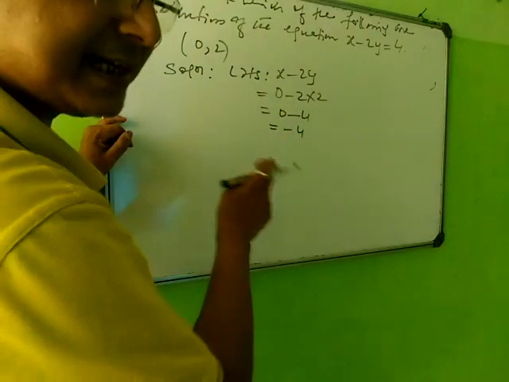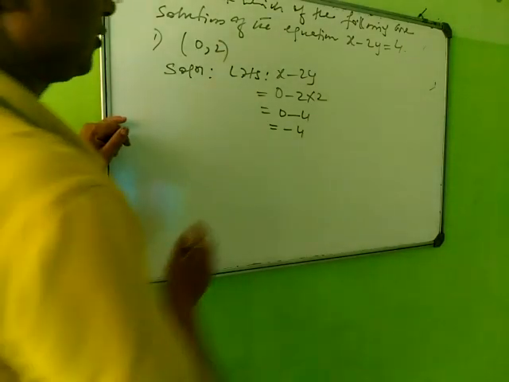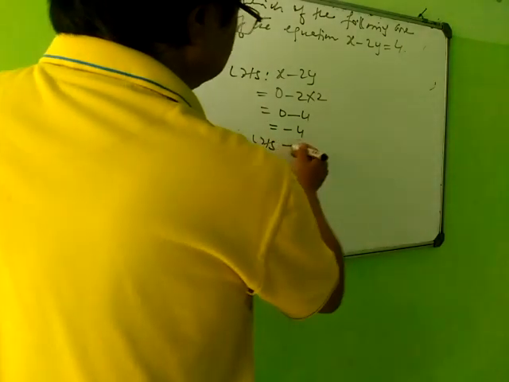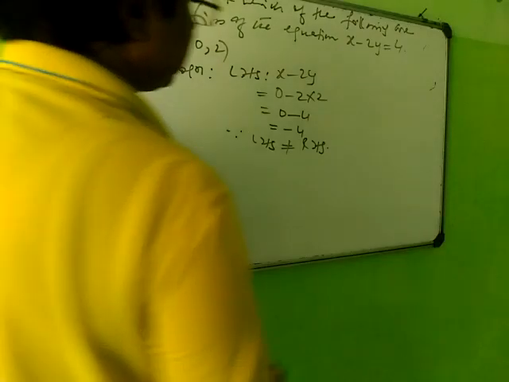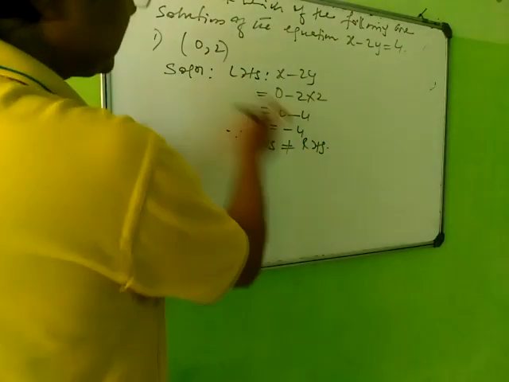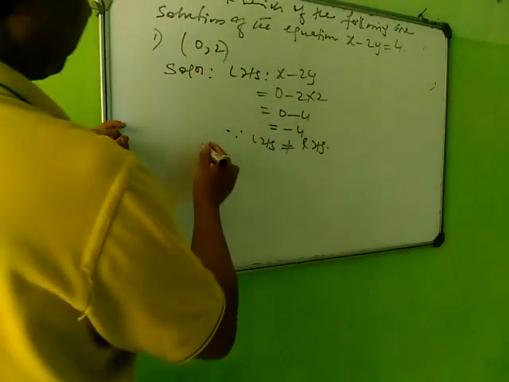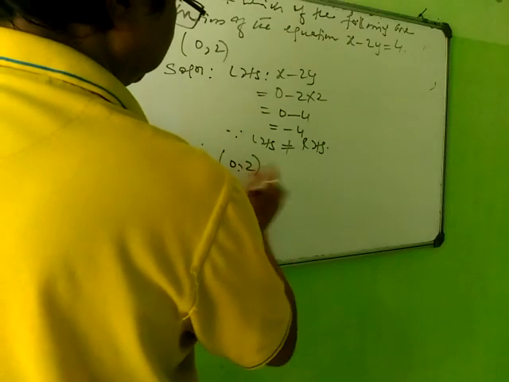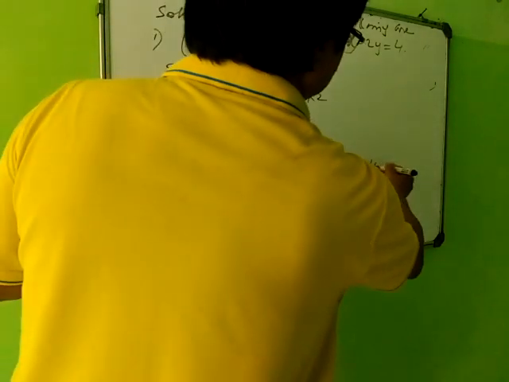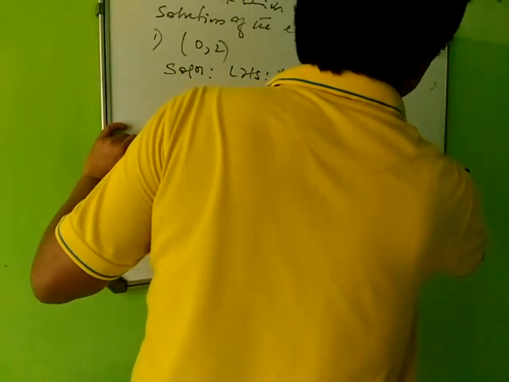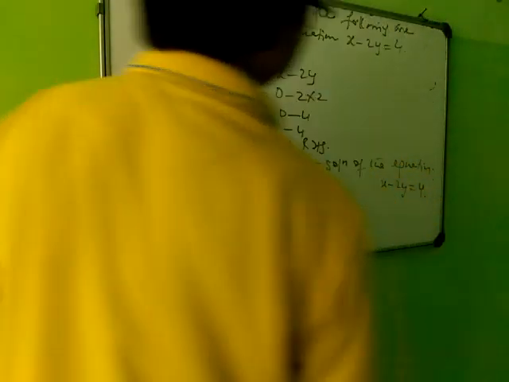Since the left hand side is not equal to the right hand side, this is not the solution of the equation. Since LHS is not equal to RHS, because your right hand side is 4 and you have got left hand side minus 4, therefore 0 comma 2 is not the solution of the equation x minus twice y is equal to 4.